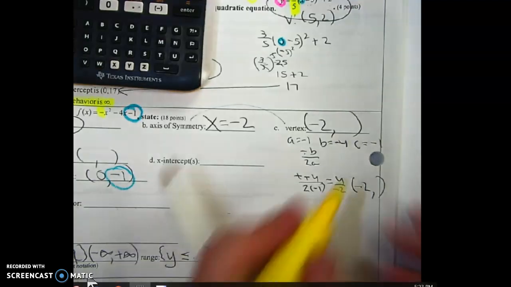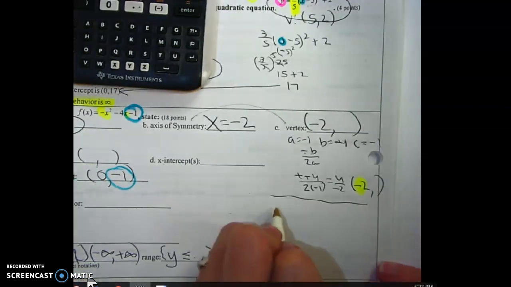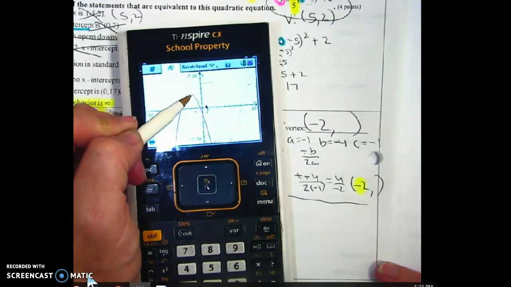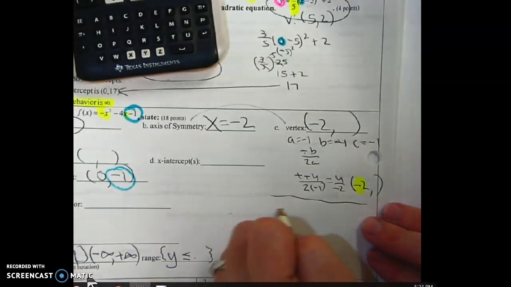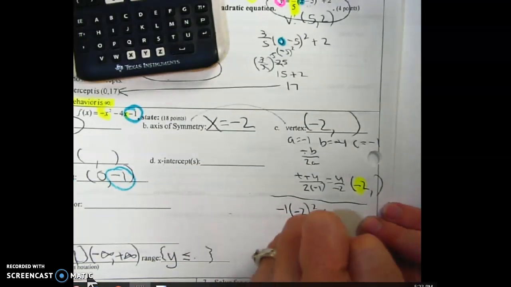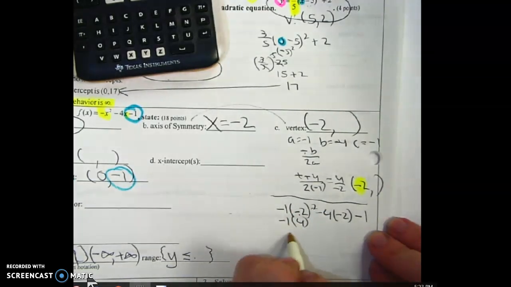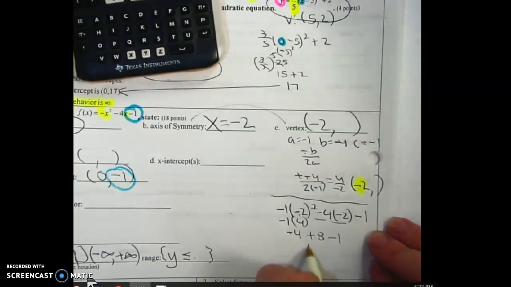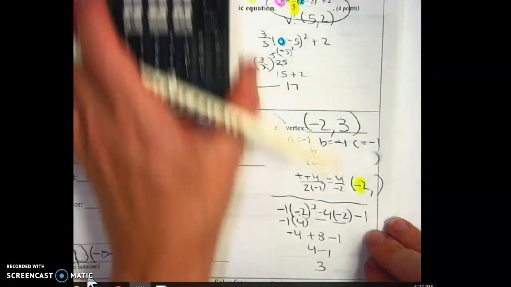Now I'm going to take the negative 2 and go back to my original equation and plug it in. But I have to show my work because I just showed you how to cheat and get the answer. Be left 2 and then up 3. So you know the y value is 3. So you better show me some work. Okay? So I'm going to go negative 1 times negative 2 squared minus 4 times negative 2 minus 1. Negative 2 squared is 4 times negative 1 is negative 4. A negative times a negative is a positive. 4 minus 1 is 3. I have proved that I got the 3 without using the calculator, even though I see the calculator. Okay?